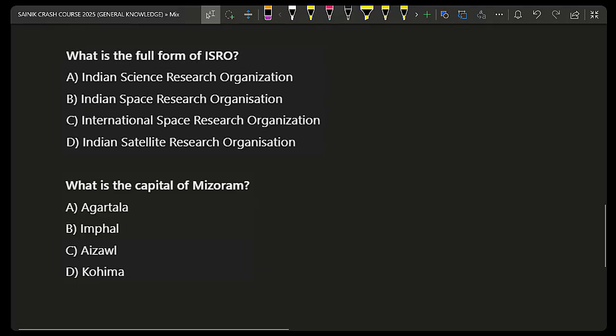What is the capital of Mizoram? Agartala, Imphal, Aizawl, Kohima.